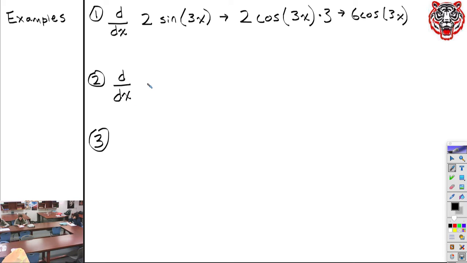Number 2, the derivative with respect to x, d dx of this giant beast, negative cosine, it's not really that giant, of negative x, nested parentheses, just like Ben likes.